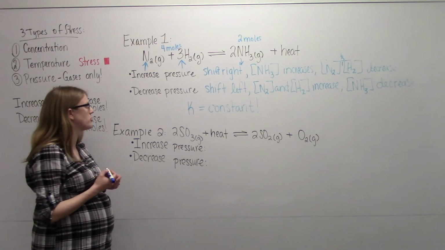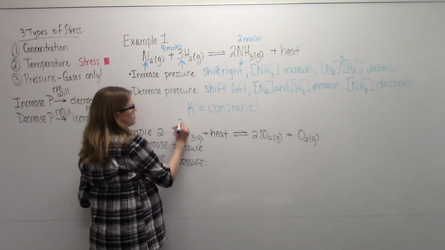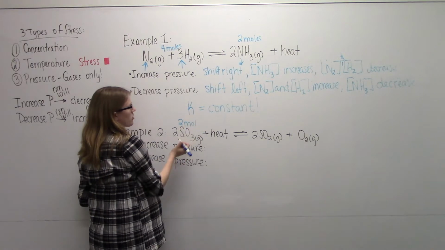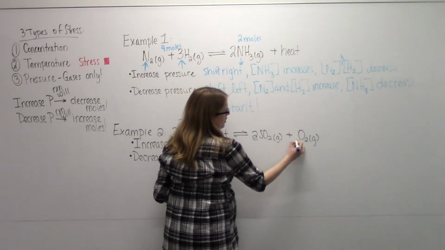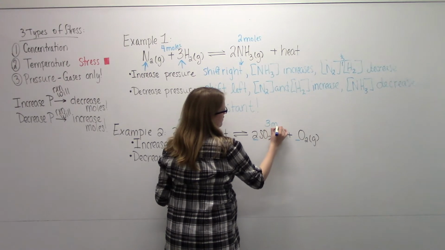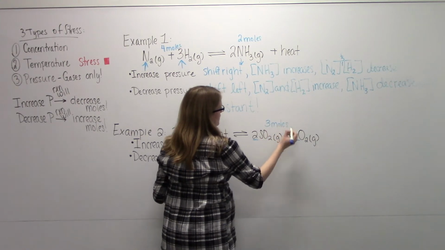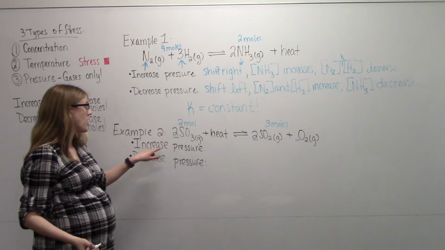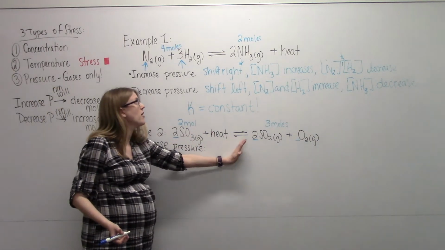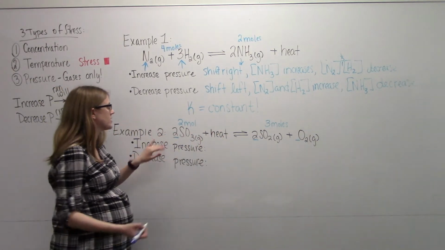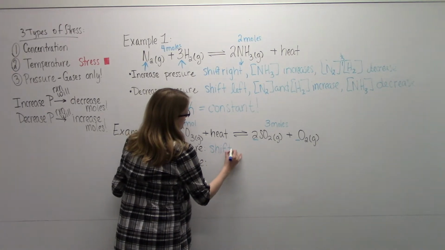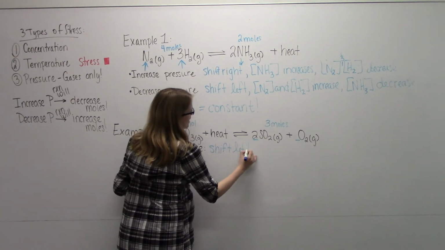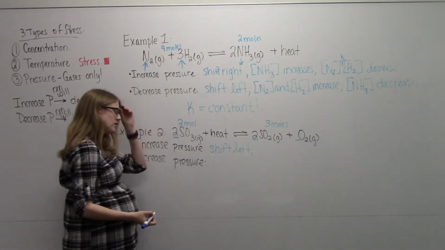First thing you should do is count moles of gas. This side, we have 2. We're counting the coefficients. This side, we have 1, 2, 3. So if we have increased pressure, we're going to want fewer moles. That's going to shift left. That means everything on the left is increasing.